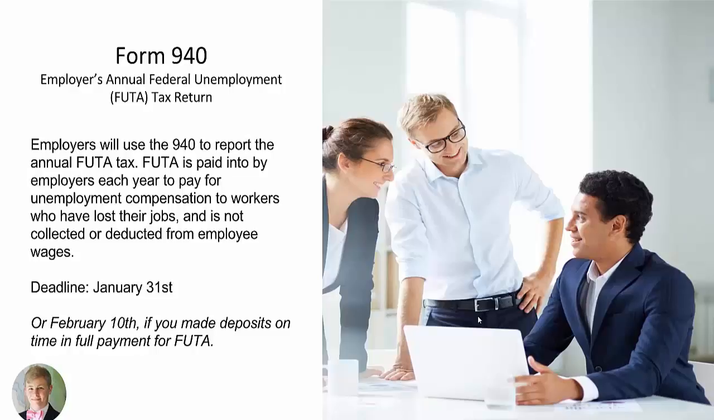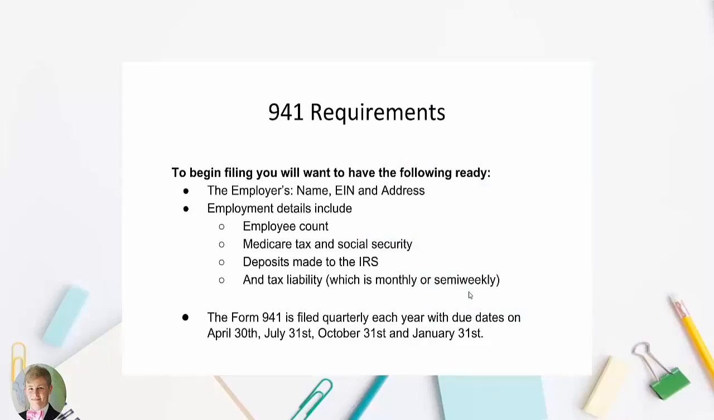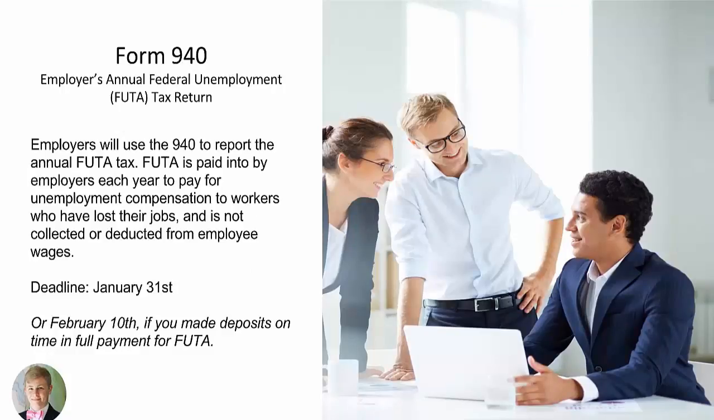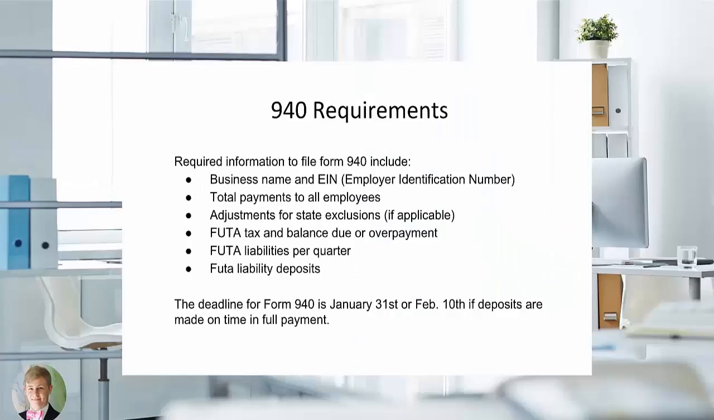Sticking along with the 940 series, we also include the Form 940. It is also an annual tax return, and the federal unemployment tax return is used to report your FUTA tax. When filing your 940, remember that only employers pay this FUTA tax and it is not collected or deducted from your employees' wages. Required information to file the 940 includes the business name and EIN, total payments to all employees, adjustments for state exclusions, if applicable, FUTA tax and balance due or overpayment, FUTA liabilities per quarter, and FUTA liability deposits. The deadline for the 940 is January 31st, or if you've made all your deposits in full on time, it is February 10th.